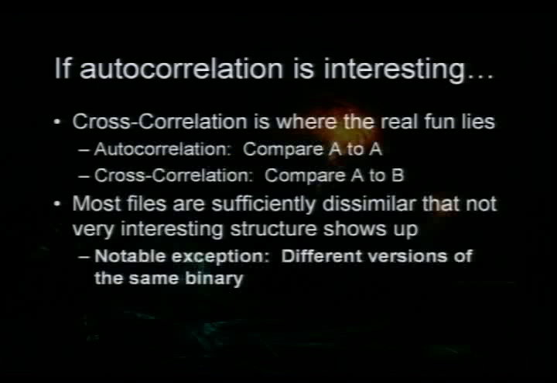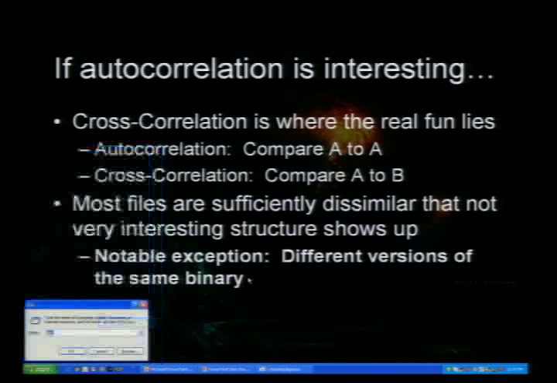Now, if it's a totally different file, you get this thing, it's called ASS, it looks like it. But what if you compare a file to an older version of itself? Normally when it's the same, you get this hard diagonal line because, of course, the first 32 bytes are the same as the first 32 bytes, the second 32 bytes are the same as the second 32 bytes. But what if it's two different versions?